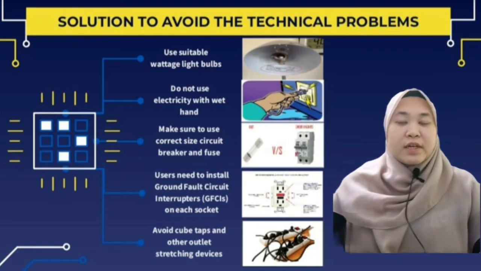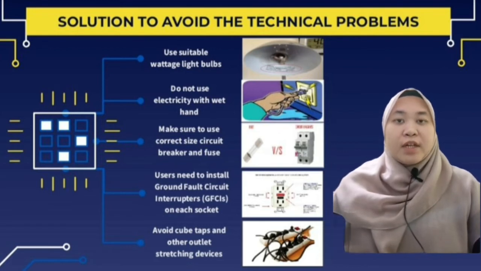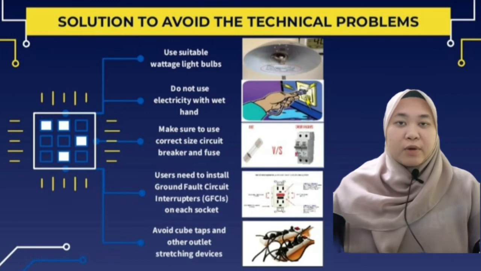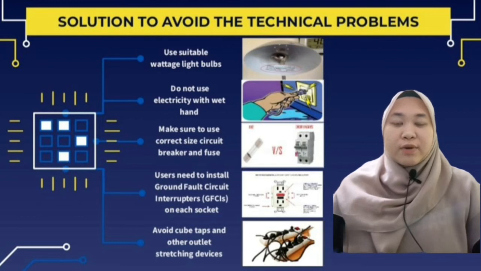Fourth method is users need to install ground fault circuit interrupters (GFCIs) on each socket. The user can install a GFCI outlet to provide ground fault protection for themselves and all devices downstream of the outlet location. The GFCI will turn off the power to the outlet immediately when it detects current leakage or ground fault in an electrical circuit. It is to prevent electric shock and burn situations.